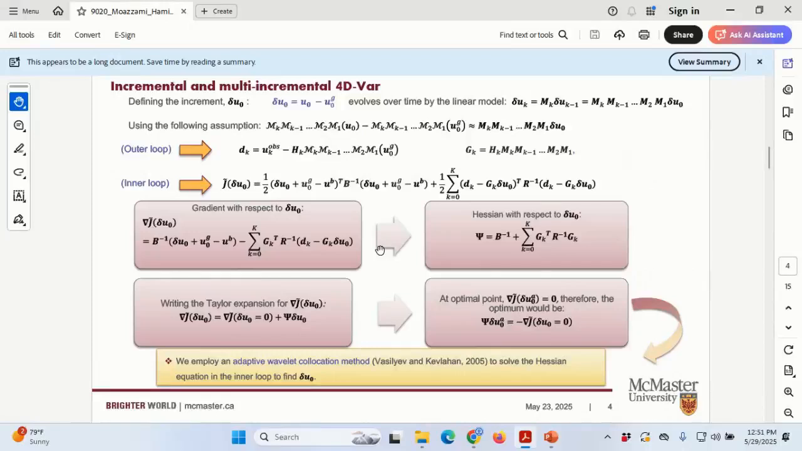People usually solve it with gradient descent. As you see at the top left, in the rectangle, it's a gradient equation. But we are solving it in a different way. We take one more gradient, and that's the Hessian, psi, at the top right. And then finally, by writing the Taylor expansion and computing an optimal point, at the bottom right, we will see a linear system equation: the Hessian times the increment at the initial time step is equal to minus the gradient at increment equal to 0.